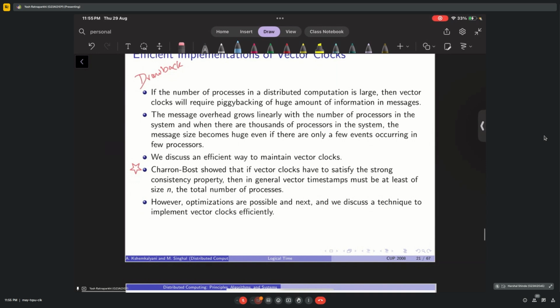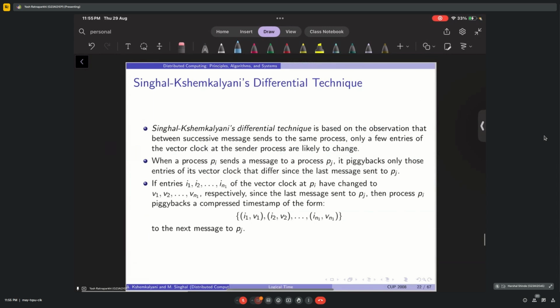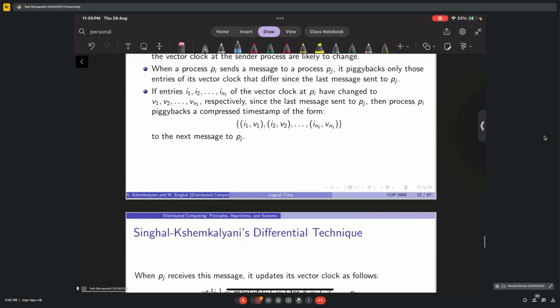To reduce this, an optimization came up that was known as the Singhal-Kshemkalyani differential technique. Okay, this is again 5 slides.